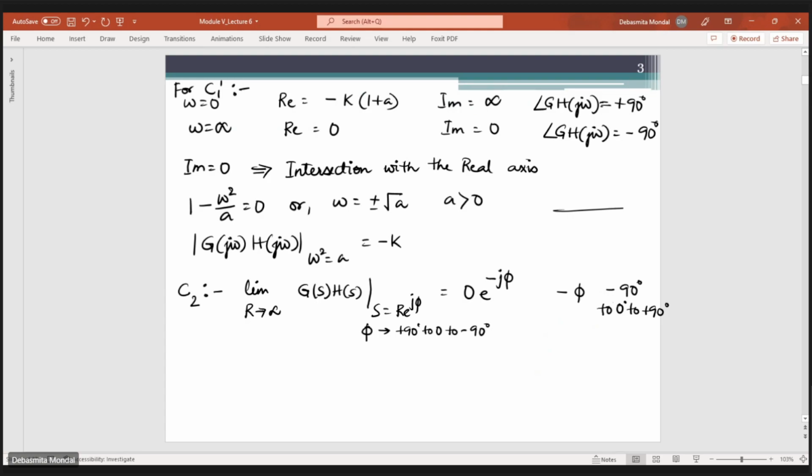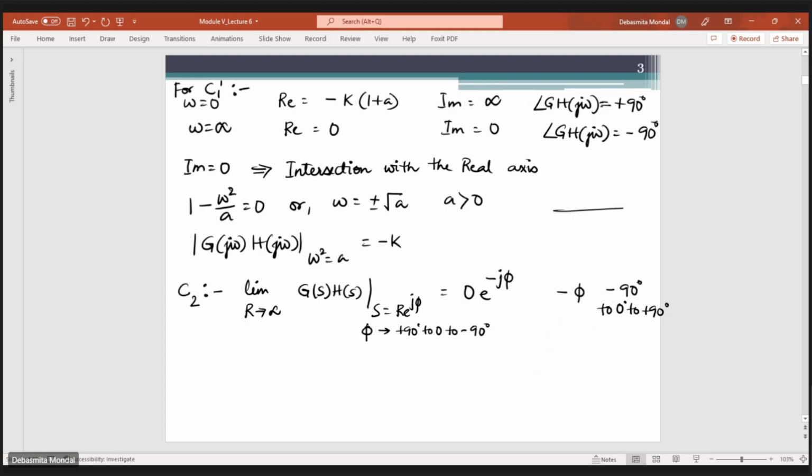Sorry. So from here, it will follow an infinite arc and it will end over here, right? So it is moving from minus 90 degrees to plus 90 degrees. So this will constitute the whole Nyquist plot.